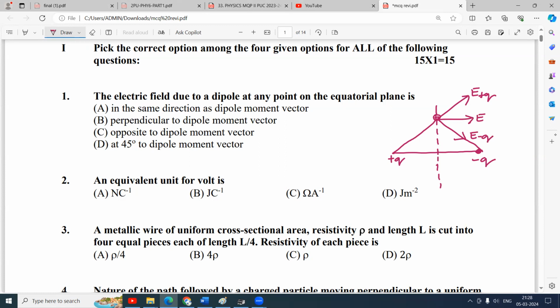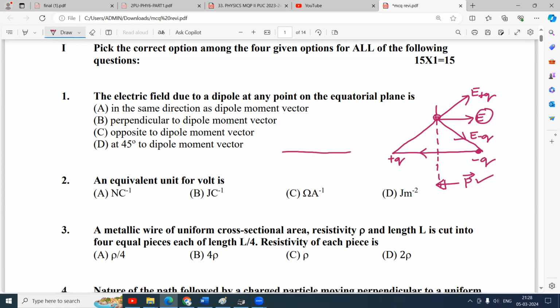And that direction is opposite to dipole moment, because dipole moment is always from minus Q to plus Q. It is in this direction. So this is the direction of dipole moment. So the electric field on the equatorial line or equatorial plane is opposite to the dipole moment.